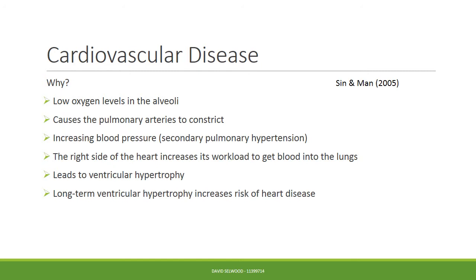So why is this? Well, low oxygen levels in the alveoli cause the pulmonary arteries to constrict, increasing the blood pressure, which is secondary pulmonary hypertension. In which case, the right side of the heart must increase its workload to get blood into the lungs, and this workload will lead to ventricular hypertrophy. Over an extended period, this will lead to heart failure and cardiovascular disease, based on some of the studies that were conducted.